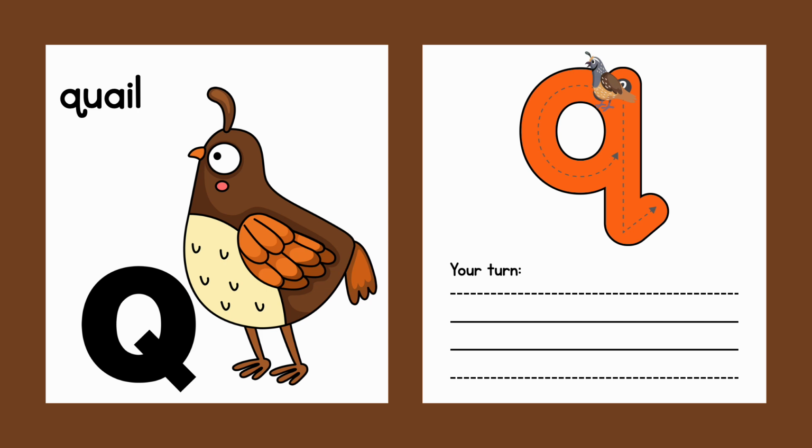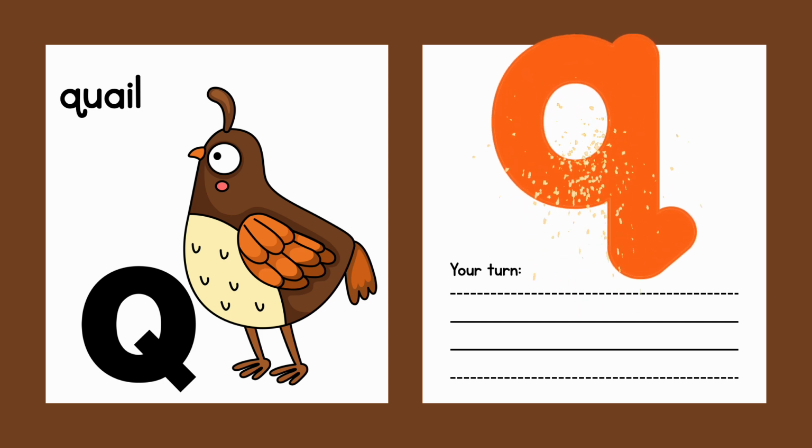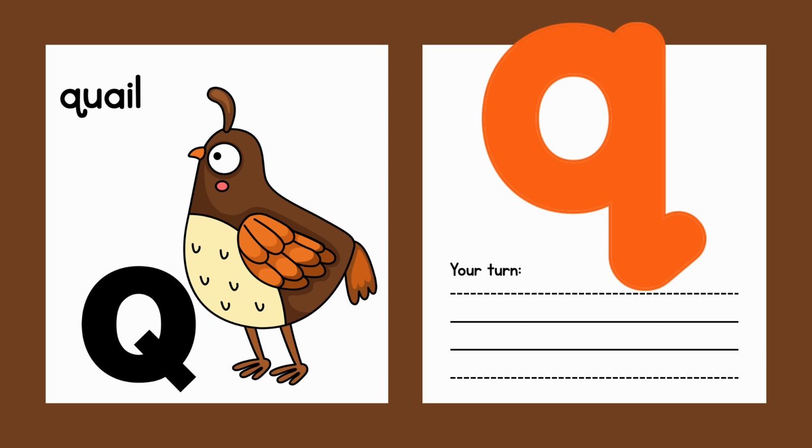Now the quail is going to help us to write the Q sound. So we're going to start from the top, all the way around, back to the top, down, and give it a flick. Fantastic. Q, Q, Q sound. Let's write the Q sound.